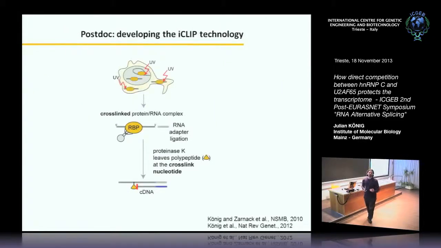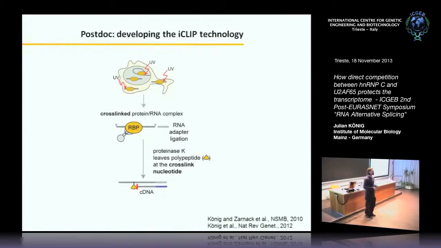that by UV irradiating living cells, protein and RNA that are in close contact can be covalently cross-linked, and this then preserves the in vivo interactions for subsequent purification. Then the protein of interest is purified from the cell extracts with an antibody, to specifically obtain the RNAs that are bound by this protein. And then the protein is removed with proteinase K, and this leaves a short peptide attached to the RNA at the site of crosslink.